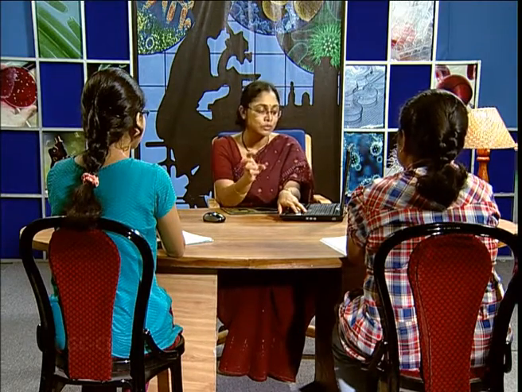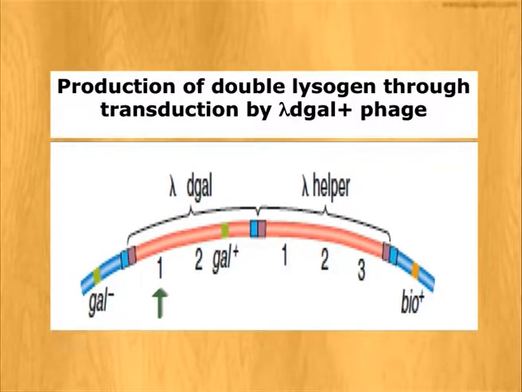When this low frequency transducing bacteriophage lysate is used to reinfect the gal bacteria, then there is a chance that 2 transductants will be produced. One will be integrated at its normal site, the attachment B site. The other one will undergo recombination or crossing over with the homologous region. Thus, 2 lambda genomes will be integrated into a bacterial chromosome, which is called double lysogen or dilysogen.